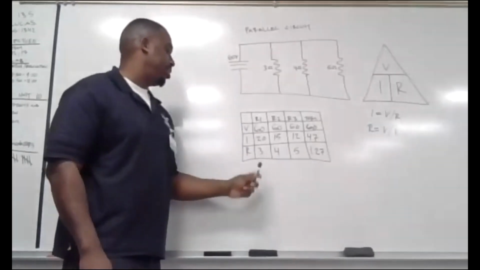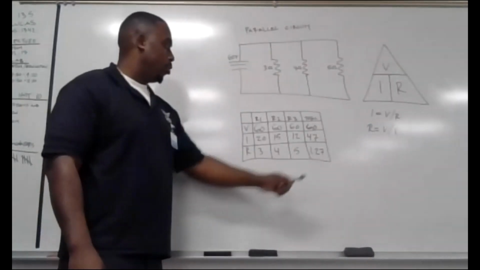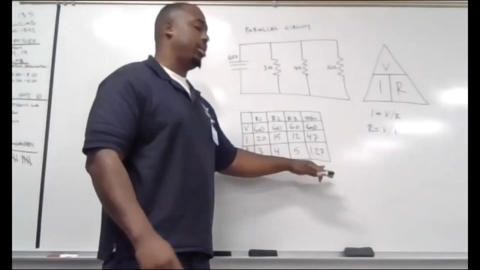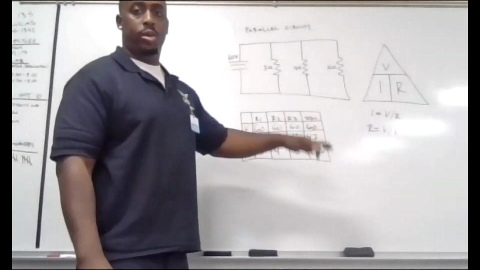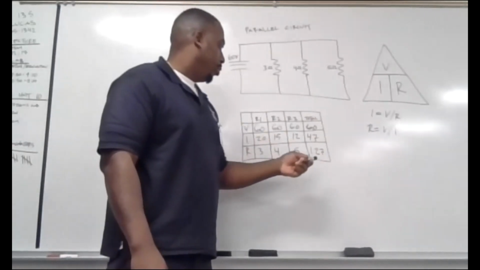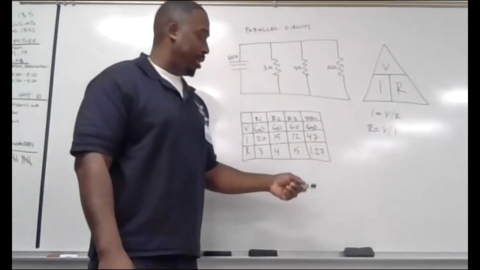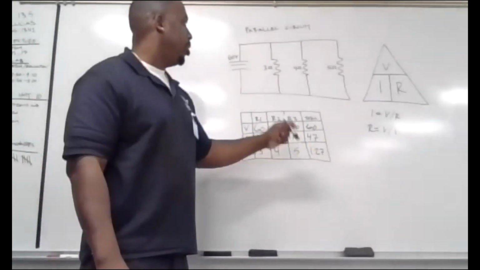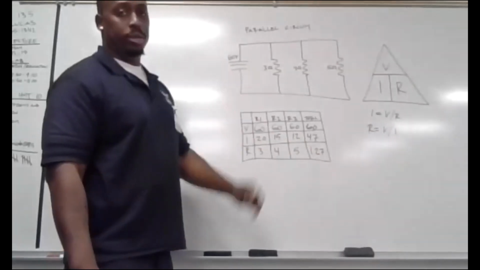1.27 is in fact a smaller number than 3, so we know we're in the ballpark because our total resistance is always going to be lower than your lowest resistance. But that's not the only reason why I know it's correct. It's because we did the math. So there it is. That is how you get the total resistance of a parallel circuit.